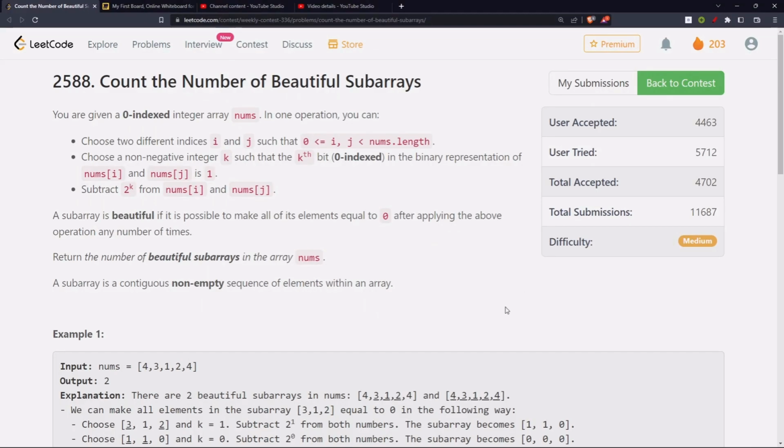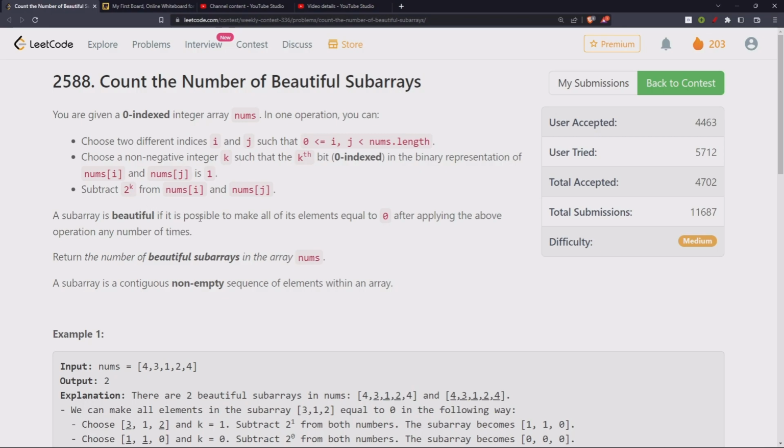Hello everyone. So let us see the third problem from weekly contest 336, that is count the number of beautiful subarrays. You are given a zero indexed integer array nums. In one operation you can choose two different indices. Choose a non-negative integer k such that the kth bit in the binary representation of nums[i] and nums[j] is 1. Subtract 2 to the power k from nums[i] and nums[j].